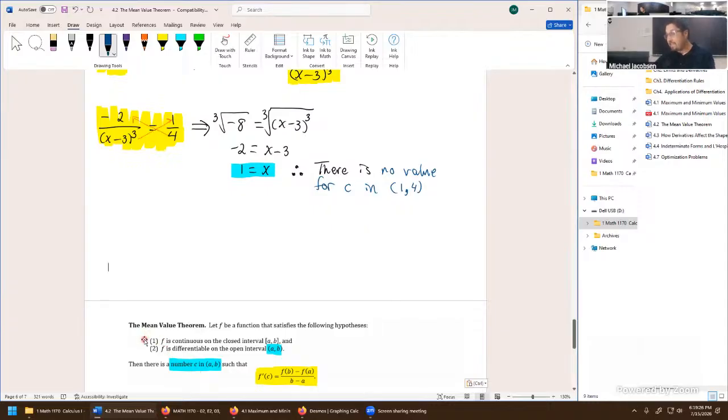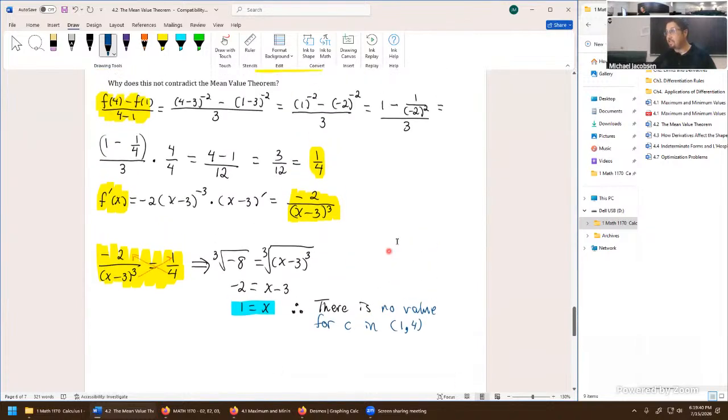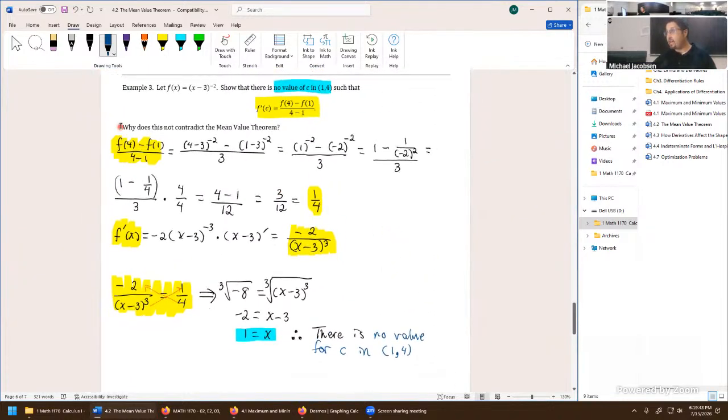We painstakingly, we did a lot of writing, checked both hypotheses on example 2. Hypothesis 1 is that the function f is continuous on the closed interval from a to b. So let's focus on that first hypothesis, and that might answer why we don't actually have a contradiction. So the original function is f of x equals (x minus 3) to the power -2.